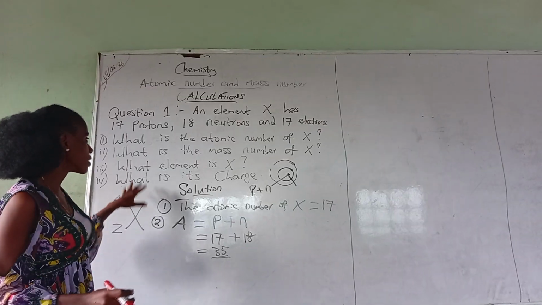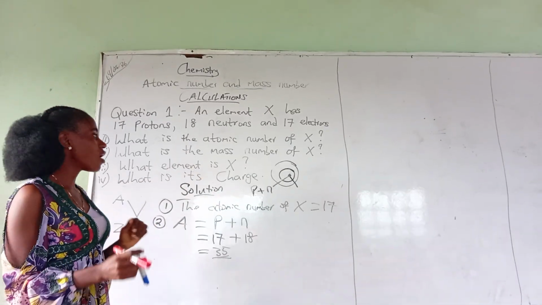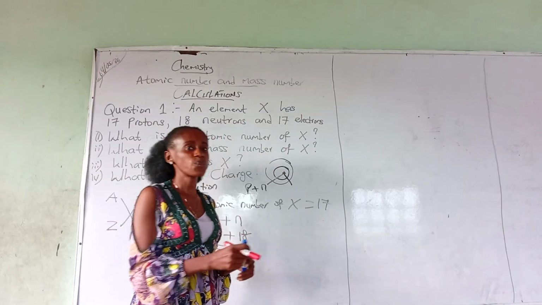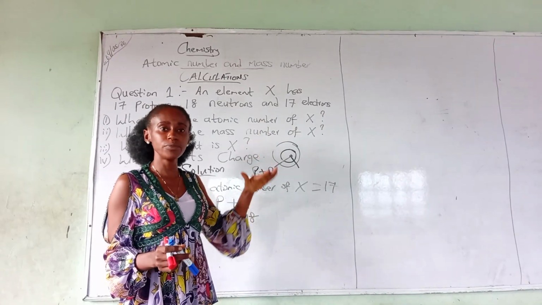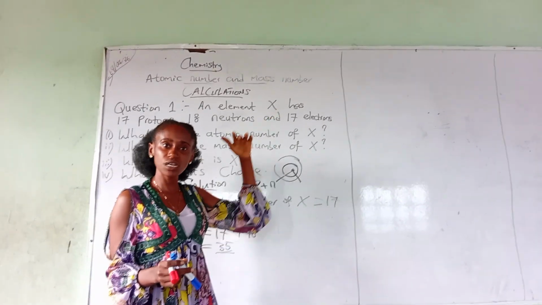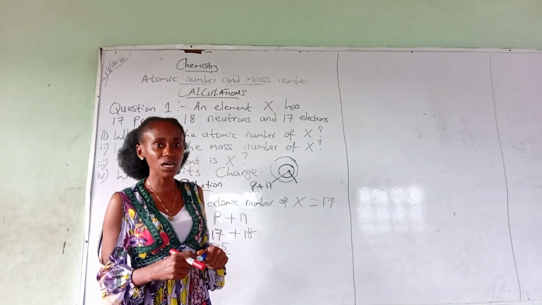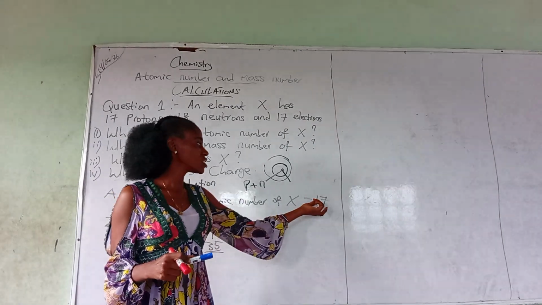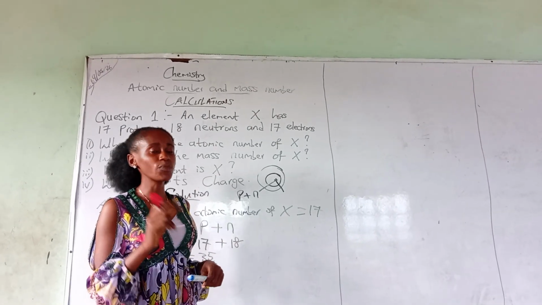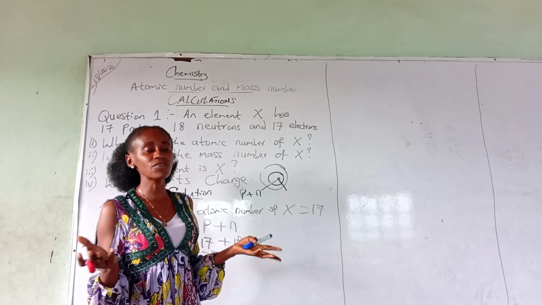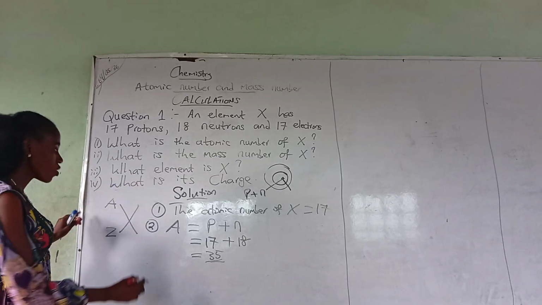We move to the third one. What element is X? Now, back to your periodic table. Following the series, where we have hydrogen, helium, lithium, beryllium, till we get down, what element on the periodic table has this 17? Of course, it is chlorine. The atomic number of chlorine is 17. As simple as that. So that answers this particular question.